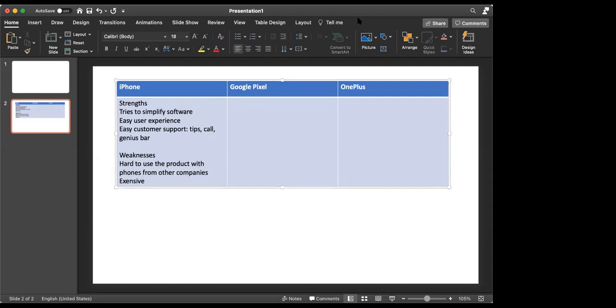Okay. So what about the Pixel? So for the Google Pixel, we found out one of the strengths is that it is affordable. It's only $699. The other phones. Okay. Okay, what else? And that it also uses Android software, which is simpler than what the iPhone would use. Okay.